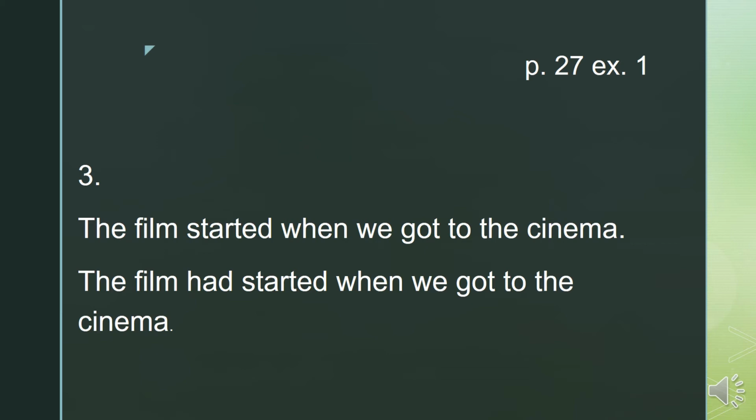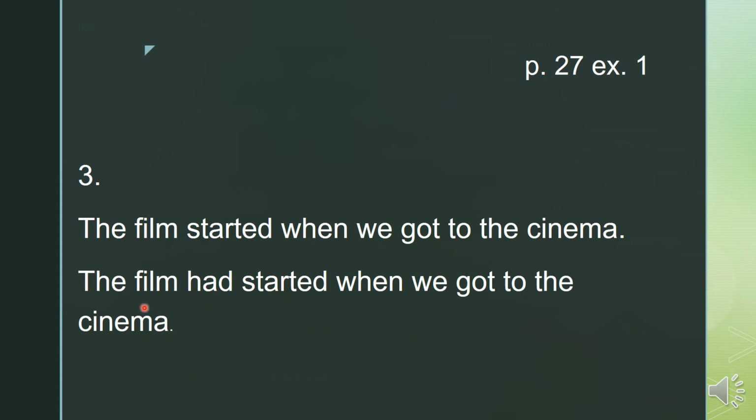We were going to see a movie, so we've got these options. The film started when we got to the cinema, or the film had started when we got to the cinema. Again, let's look at the first one first. We're using that conjunction when again. We have the film started and when we got to the cinema. So did we get to see all of the film? Yes, in this first sentence we did. The idea here is we got there just in time. We got to the cinema, bought our tickets, walked in, and then the film started.